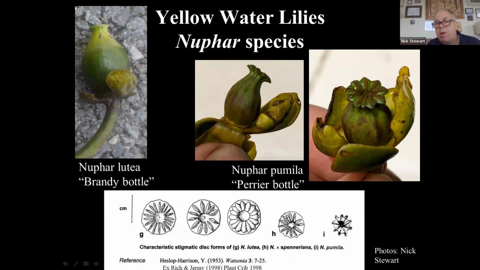But if you look at the stigmatic disc, whereas in the yellow water lily, it's just a complete circle, in the least water lily, it goes in between the rays, and you can see that it's got a lobed edge to the fruit. The number of these rays is also a useful character. The hybrid between the two does have a more or less circular disc. There are slight indentations, but it has an intermediate number of these stigmatic rays.